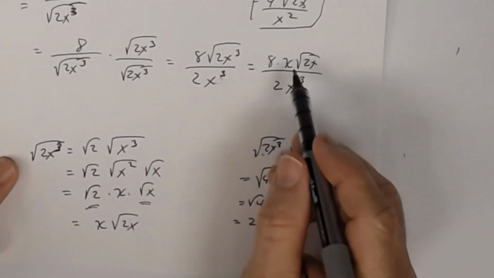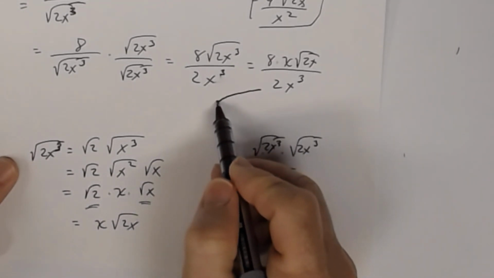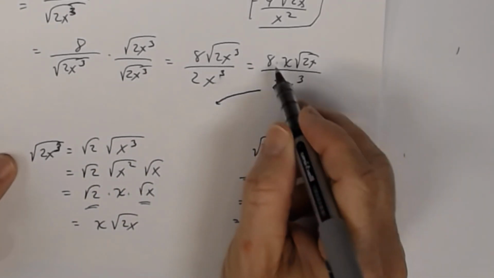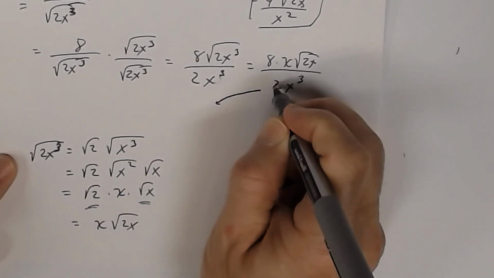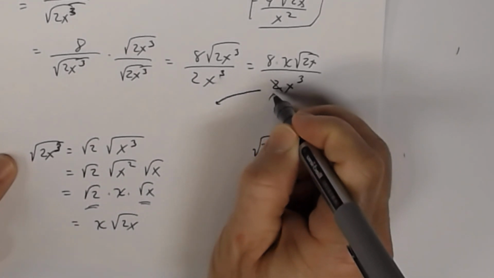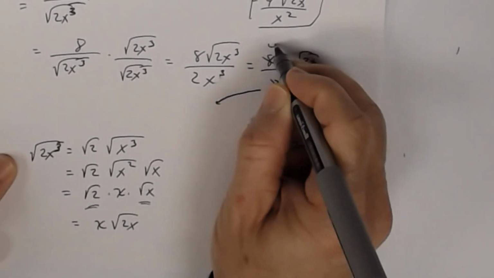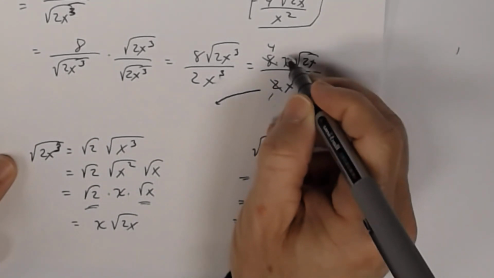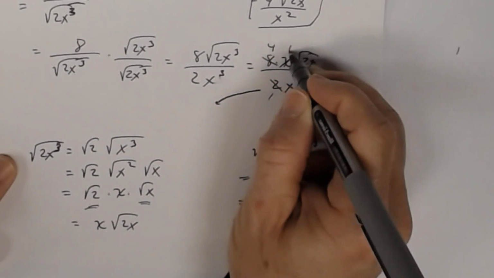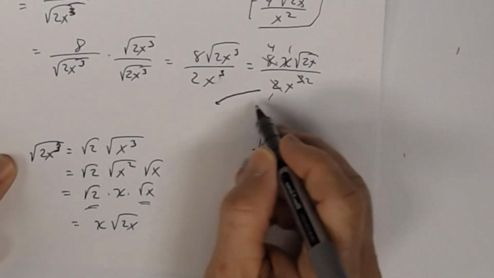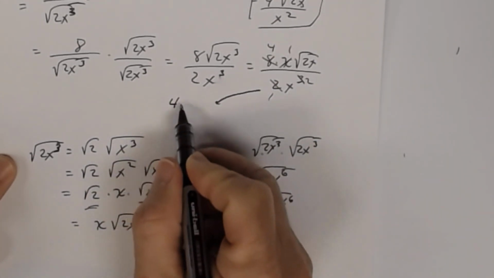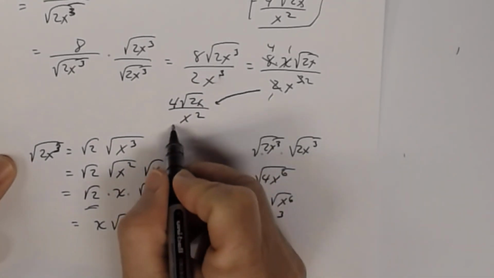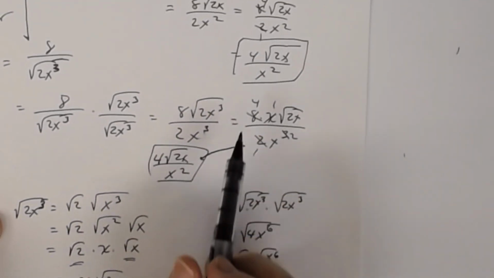Okay? And then let's reduce. I'm running out of room here, so let me leave it like this for right now because I don't have enough room. So now what we're going to do is reduce. The 2 divides into 2 one time. 8 divided by 2 is 4. Notice I have a factor of x here and x cubed here, right? So I'm going to factor out this one right here with this one, leaves me with x squared. So the answer becomes 4 square root of 2x divided by x squared. And notice you get the same answer here.